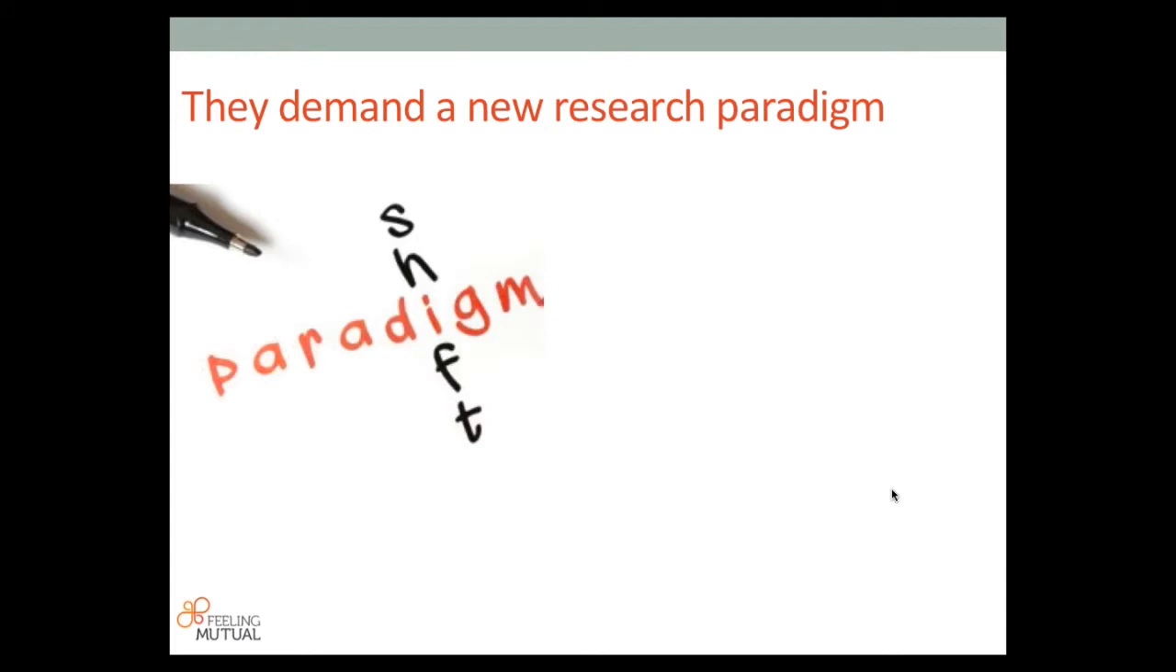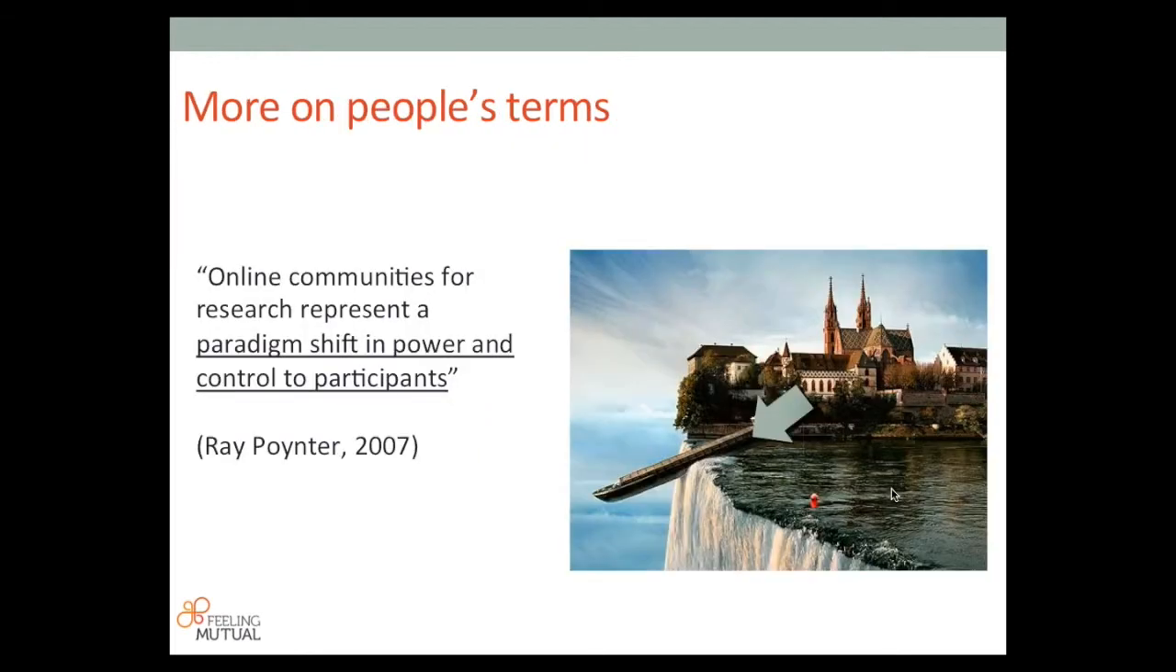And in many ways, as I keep alluding to, these communities do demand a different model. It's a different way of thinking. It's participants, not respondents. It's designing research on people's terms, not just on the brand or agency's terms. And that requires quite an investment of effort and resource into making it engaging. Here's a quote from Ray Pointer on the subject, when he said, online communities for research represent a paradigm shift in power and control towards participants. And it really is a different model in that respect.